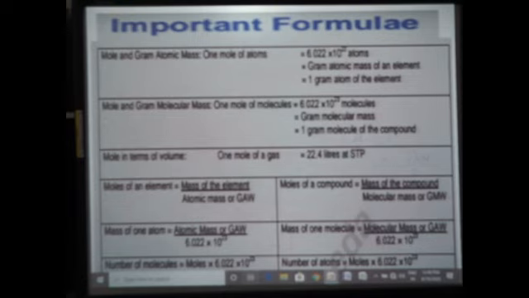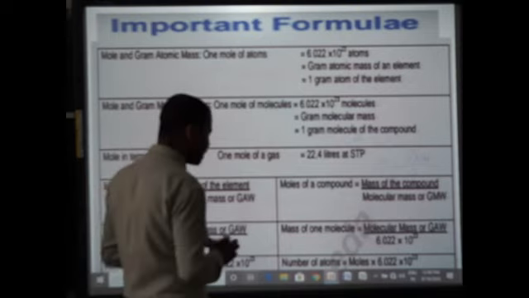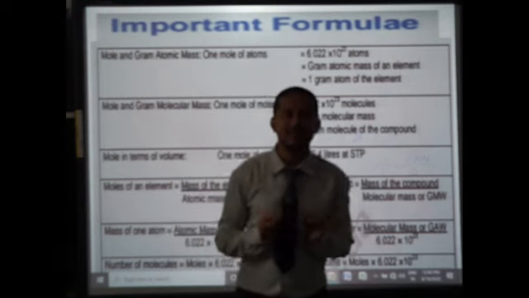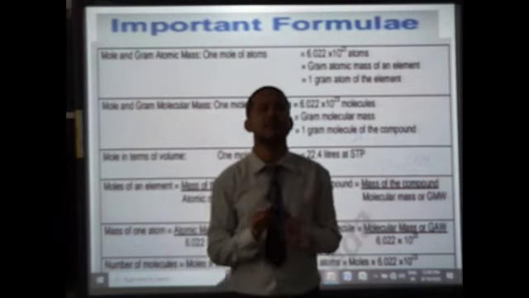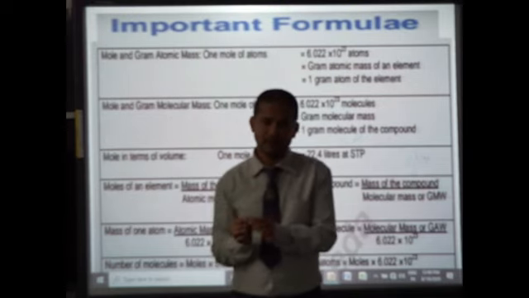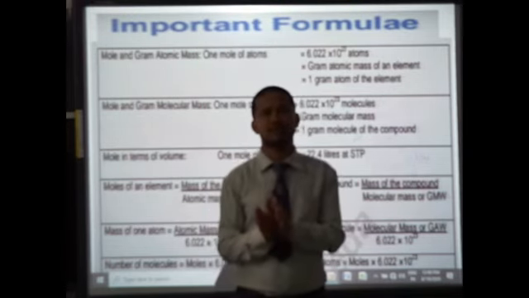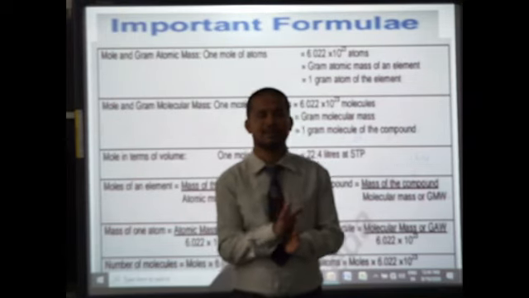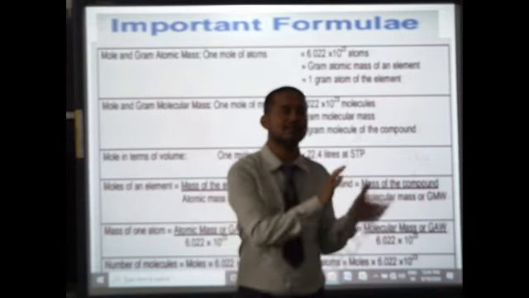1 mole of molecules will have Avogadro number of molecules. That is equal to gram molecular mass. That is equal to 1 gram molecule of the compound. For example, if I say 44 gram of carbon dioxide, so 1 mole of carbon dioxide is equal to 44 gram of carbon dioxide. 1 mole of a particular compound is equal to the molar mass, gram molecular mass, of that compound.